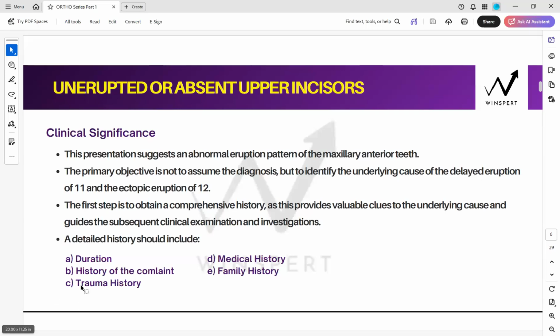If there is a trauma history, you will ask about trauma to both permanent and primary incisors, whether it was erupted and got avulsed, or if it was not, whether the primary tooth got any injury, and especially intrusion. Intrusion in primary teeth can affect the developing permanent successor tooth bud, which can lead to dilaceration, which can lead to an altered eruption pathway as well.